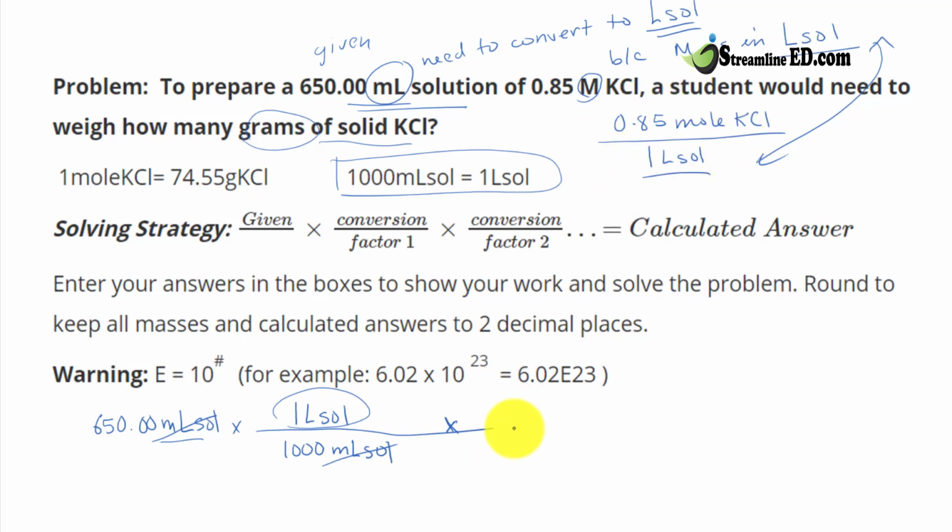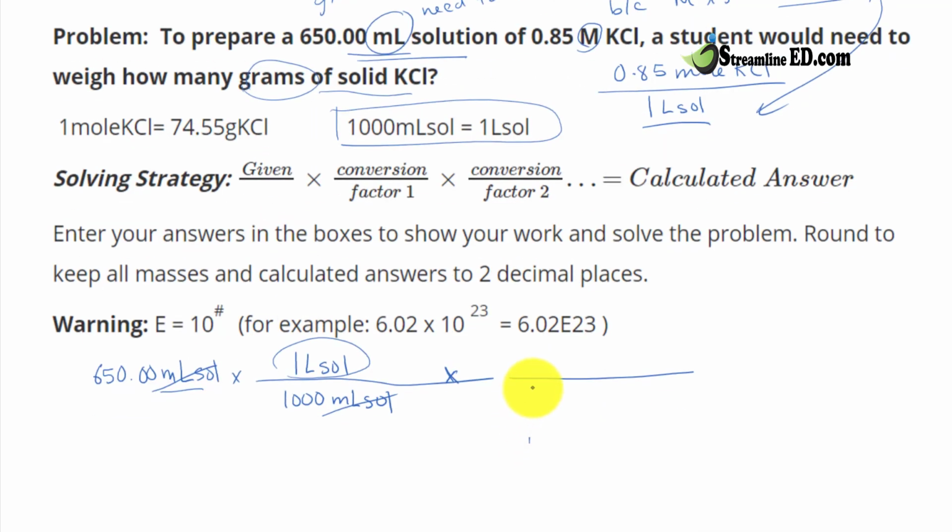Now we're going to multiply by the next conversion factor that has liter of solution, which is from our molarity. In this case, because this is liter, the liter of the molarity has to be on the bottom. So we have 1 liter of solution, and on top would be the mole, which is 0.85 mole of KCl. Look what happened to the liter. It cancels out. Now we have mole.